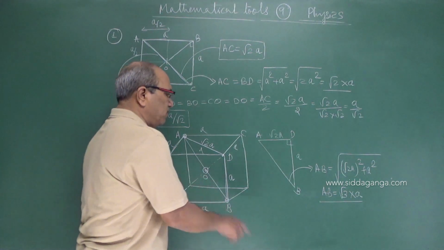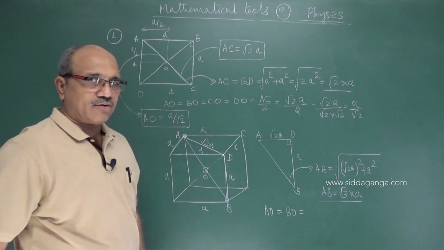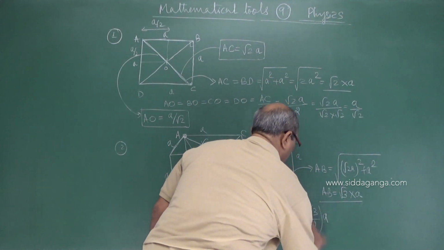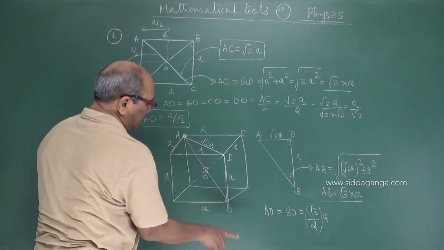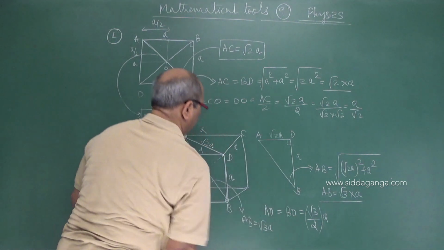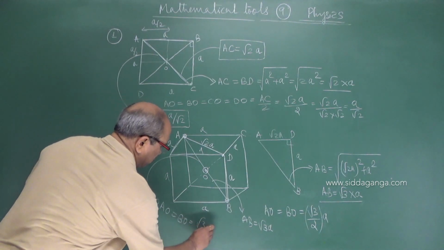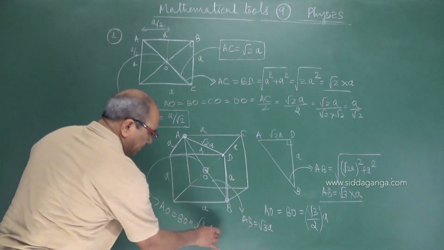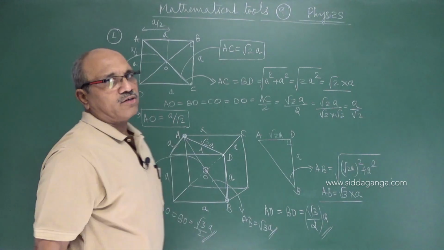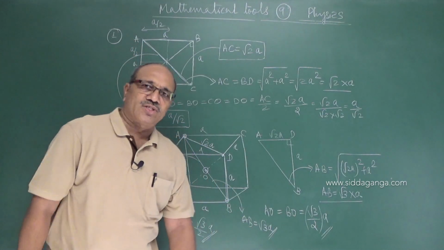Suppose you want AO or BO. Now students, you understood it is 50% of that diagonal, that means root 3 by 2 A. AB as a whole is root 3 A. Suppose I want AO or BO, it is root 3 A by 2. These relations must be very important and quick in your mind to recapitulate to get the solutions to the problems.